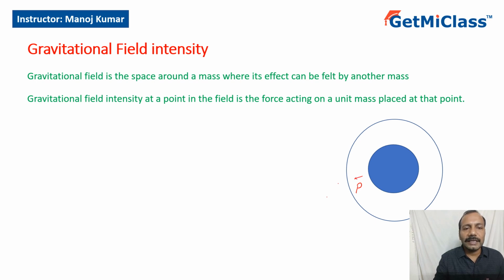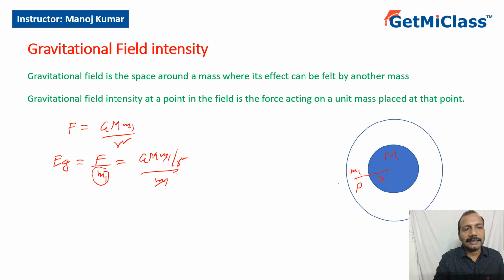So if this is at a distance r from this, I'll call this mass m1 and this one capital M. We are finding the field due to capital M. Then I can say the force between both of them is G M m1 by r square. Now gravitational field at that point is given by F by m, because I'm taking m1 to be unit mass. So that will be equal to G M m1 by r square by m1. I'll cancel this. I'll be left with G M by r square. Got it? So this is totally giving us the effect of this mass.